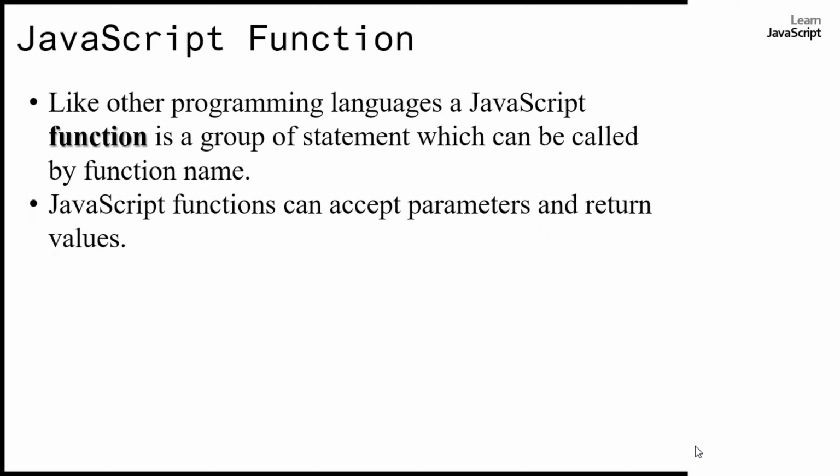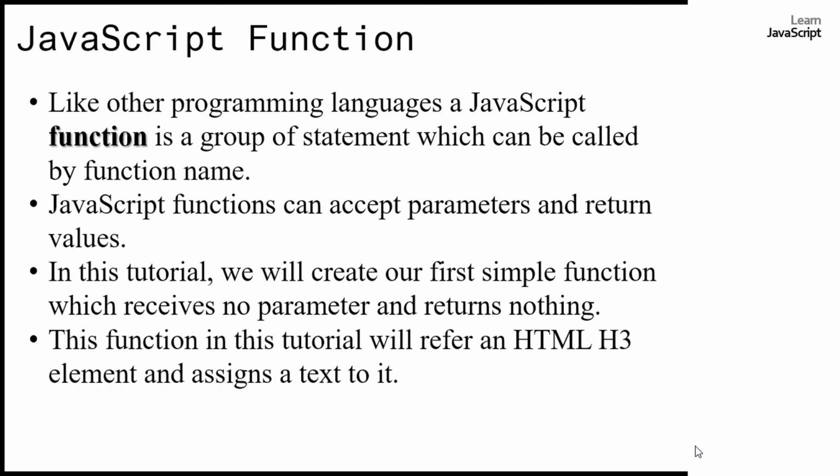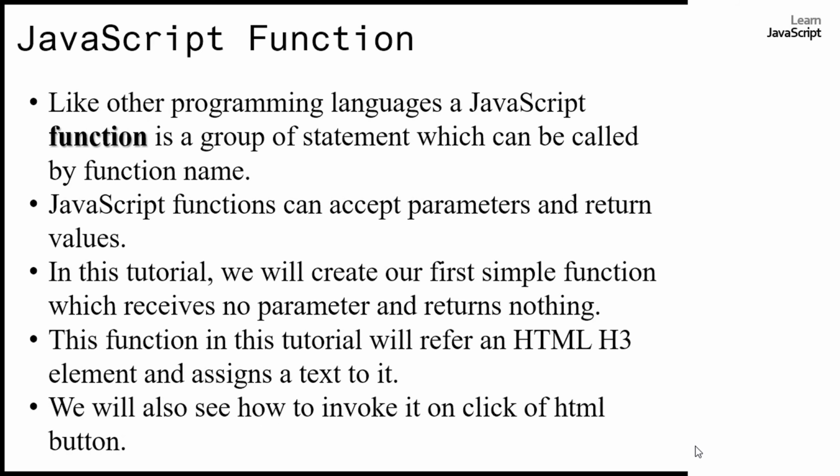JavaScript functions can accept parameters and return values. But in this tutorial, we will create our first simple function which receives no parameter and returns nothing, as already said. The function in this tutorial will refer to an HTML h3 tag or element and assign a text to it. We will see how to invoke it on click of an HTML button.